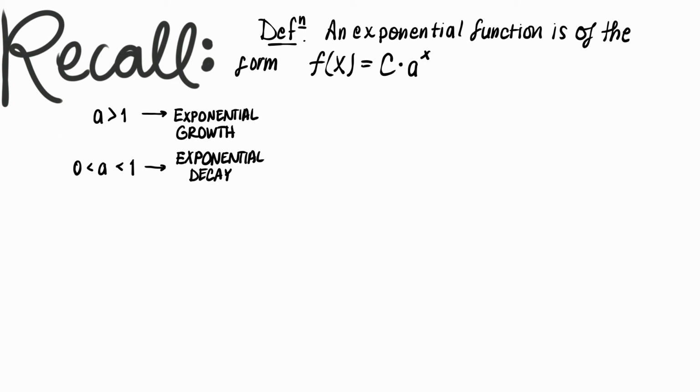Okay, so in this definition, there were a few important things. One of the important things was what this value c is. So c is just a number, and it happens to be the y-intercept, or the initial value.